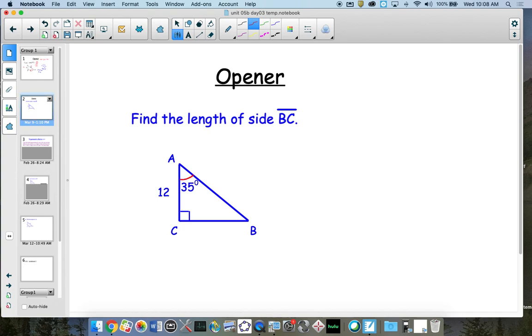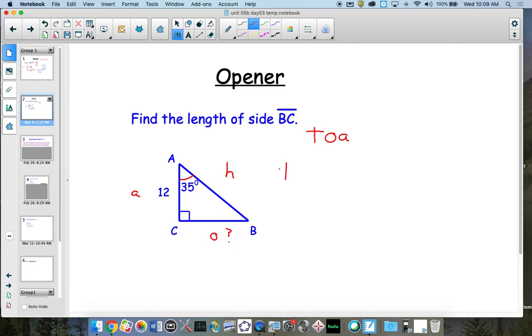So this is the angle we're dealing with. Let's label all the sides: hypotenuse, opposite leg, adjacent leg. So we do have a number for the adjacent leg, which is 12. We're trying to find side BC, which is the opposite side. So that's what we're looking for. So we really don't need to use the hypotenuse. So now, we want to use something that deals with the opposite side and the adjacent side. From SOH CAH TOA, that's the tangent, wasn't it?